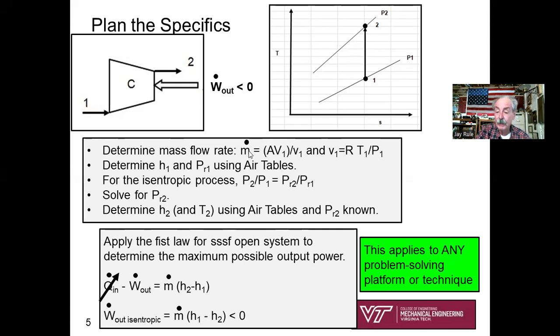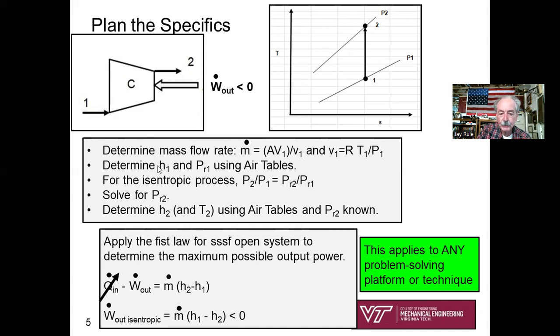Determine the mass flow. That's how we have to think through how we will solve this problem. We're not given the mass flow. We've got to figure it out, don't we? We do have enough information to determine the inlet specific volume using the ideal gas relationship. And then we're given the volumetric flow rate, AV, at state 1. That's how we'll get the mass flow rate.